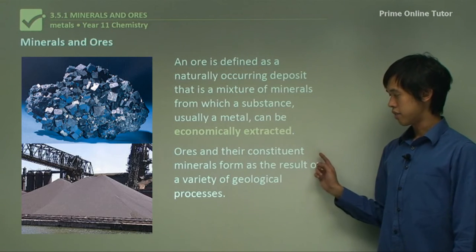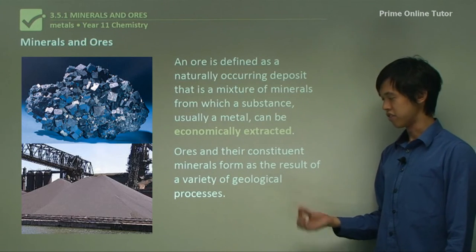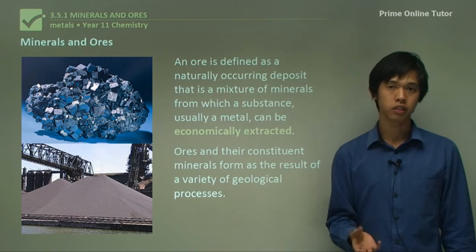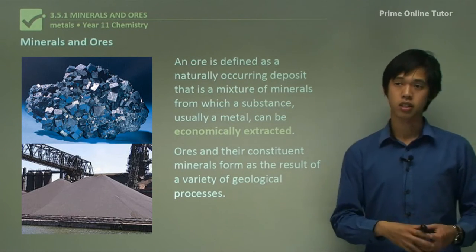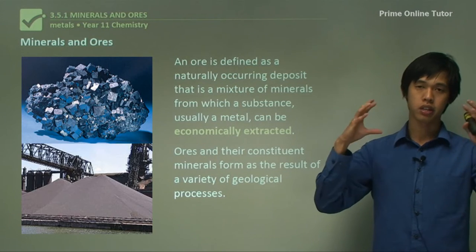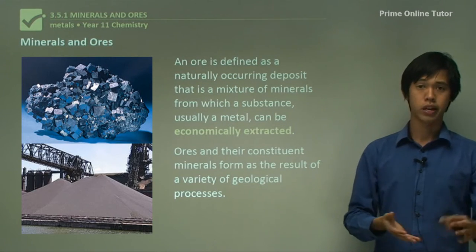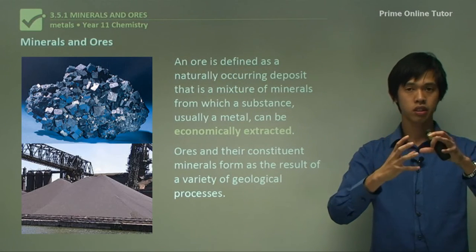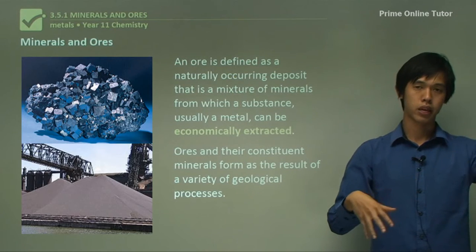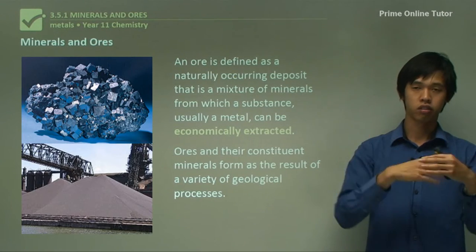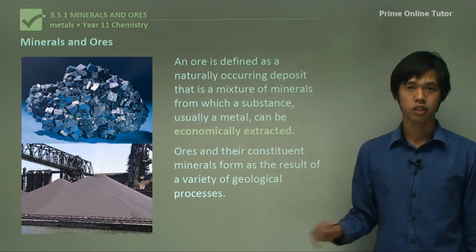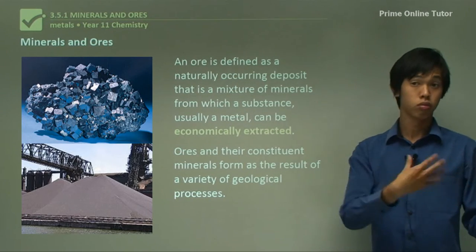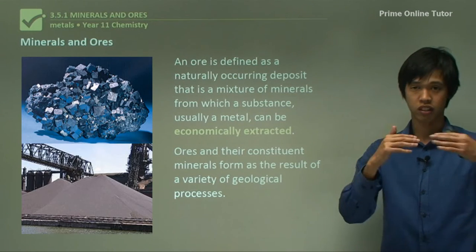Ores and their constituent minerals form as the result of a variety of geological processes. So we have ores simply because of the geological processes going on in the earth. We know that the earth is made of rock, and those rocks are very dense, so they're in the middle, and sometimes they can meander their way up to the crust, and then geological processes give us these ores. So that's where they come from, just the natural workings of the earth's different levels.